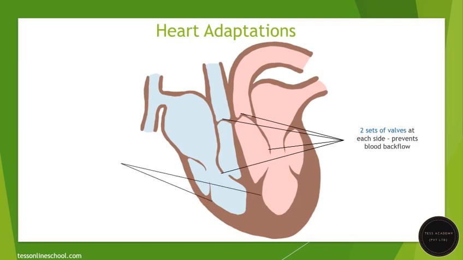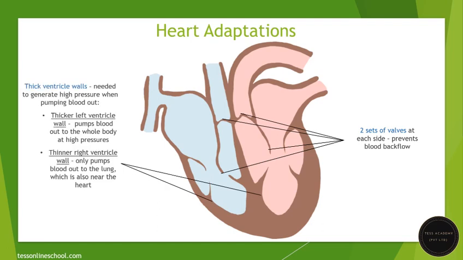The second adaptation that you need to be aware of are the muscle walls on the ventricles. As you can see, the ventricles have very thick walls, which are needed to generate high pressures when pumping the blood out. On the left-hand side, there is a much thicker left ventricle wall because the left ventricle pumps blood out to the whole body at very high pressures.